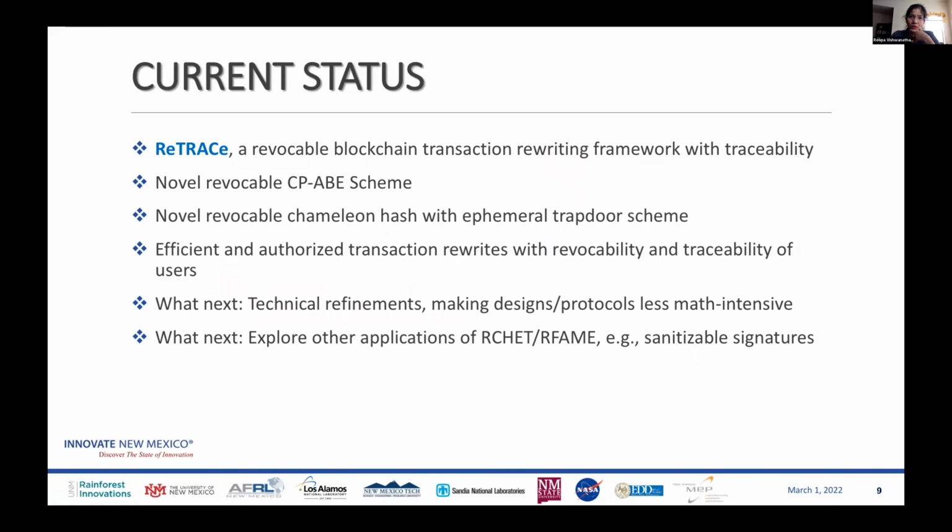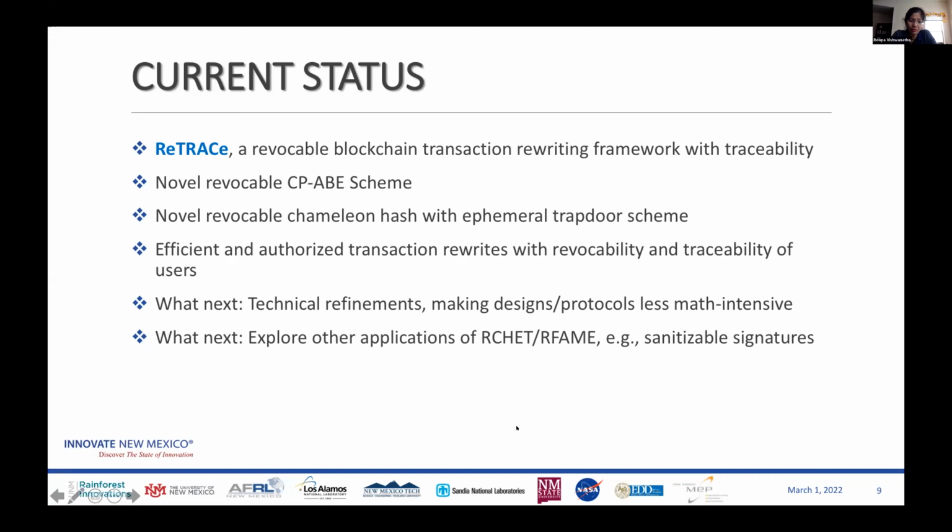But there's still some optimizations and technical refinements that we can do to make them a little less math intensive and a little more, how do you say it, accessible to people who have allergies to math. But yeah, optimizing them and making technical refinements is definitely on the agenda. And for that, we know exactly what to do. We have identified points where technical refinements can be made.